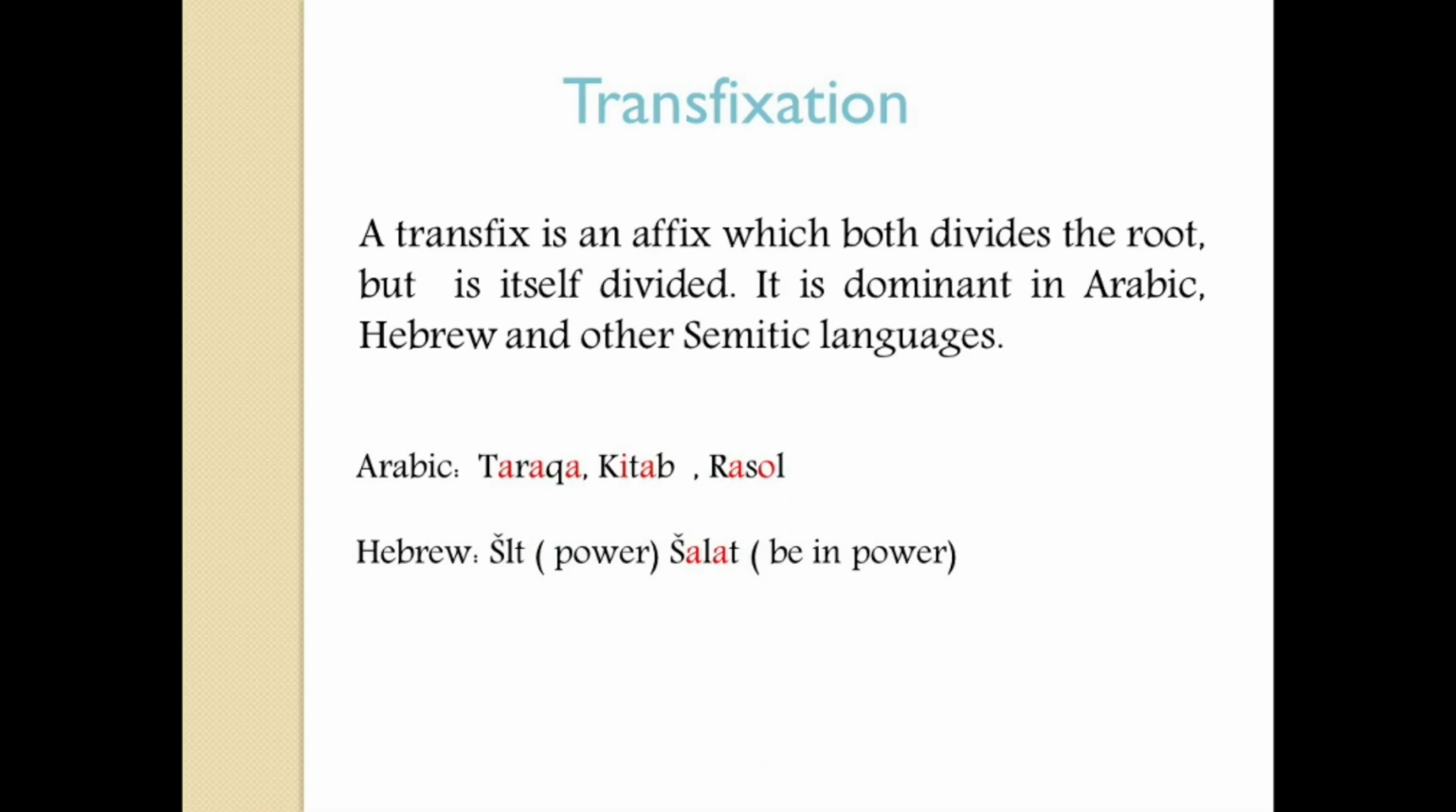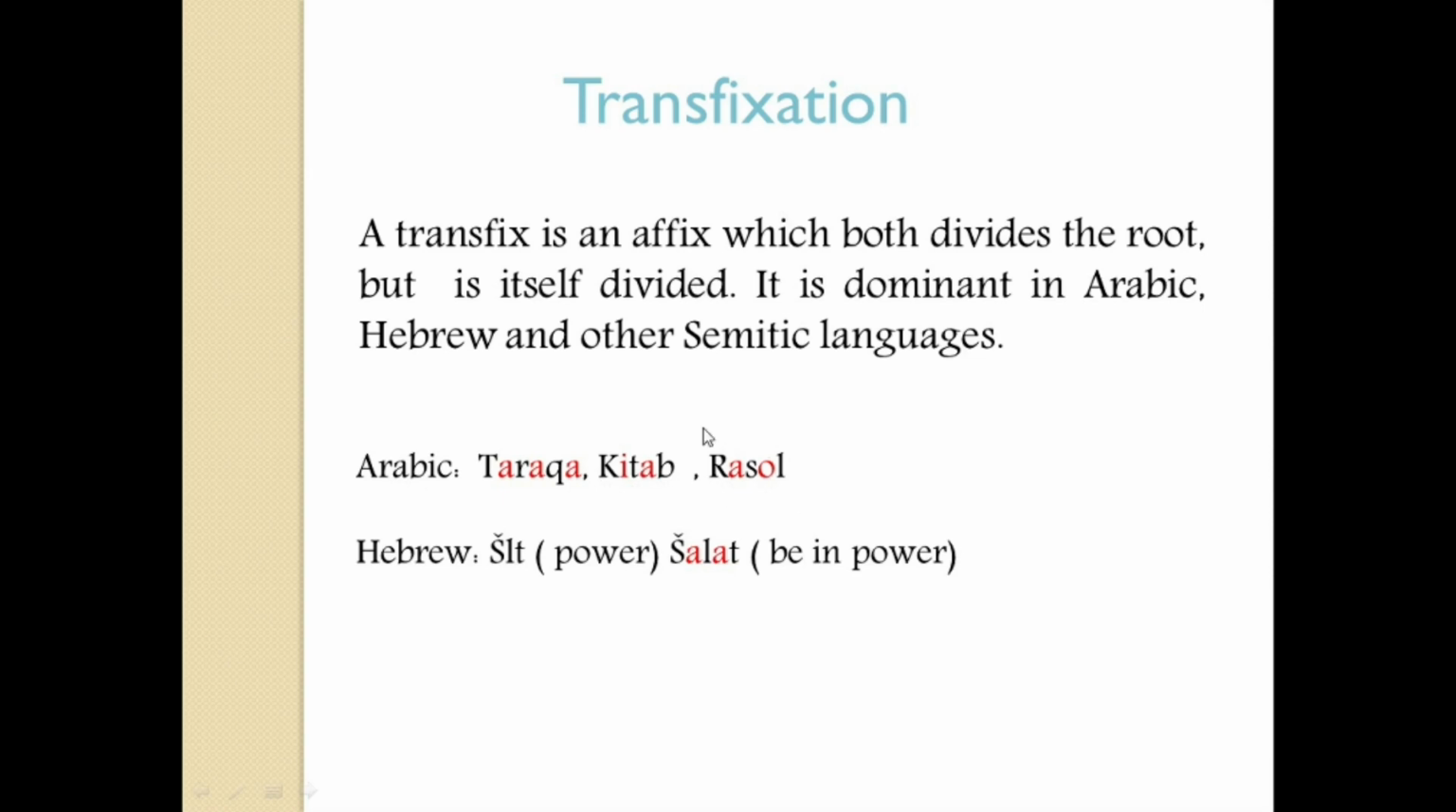The other morphological process is a transfix or transfixation. A transfix is an affix which both divides the root but is itself divided. It is dominant in Arabic, Hebrew, and other Semitic languages. This transfix divides the root. It is known for its division of the root and for the fact that it is divided as well into prefixes and suffixes and infixes, depending on the language that we are dealing with.